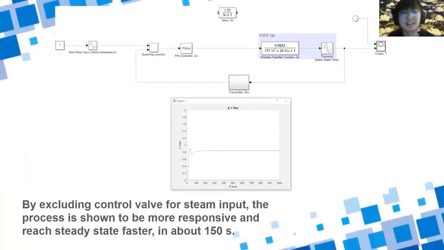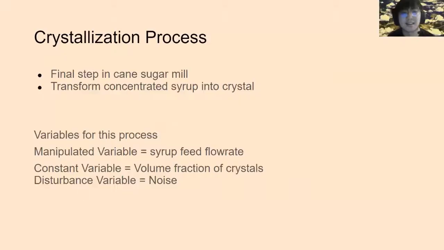Also, since flow rate of steam can be neglected in steady state, transfer function for valve can be removed, and it achieves steady state in 150 seconds, which is much faster. Next. The final process being discussed here is the crystallization process.